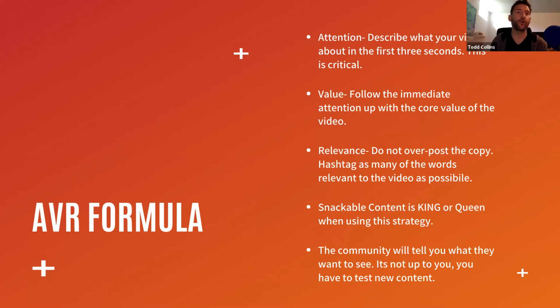And then the relevance: do not overpost the copy. Hashtag as many of the words relevant to the video as possible. So we get 140 characters in a TikTok post. Whatever we can hashtag, let's hashtag it, right? So don't overdo your copy, because your video is going to be doing the copy explanation for you. What that copy should be in the post should be the majority hashtags. There's going to be some people that disagree with me on this, but in reality, the more hashtags that you have in your post that are relevant to the post, the more opportunity you have of being seen by other people.